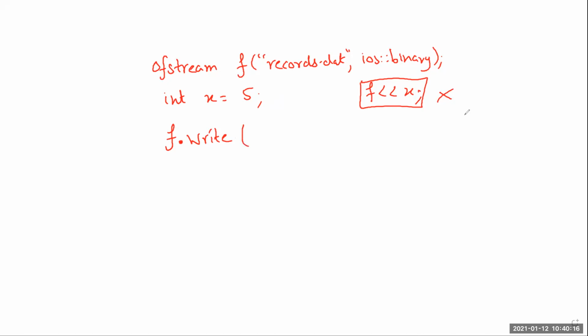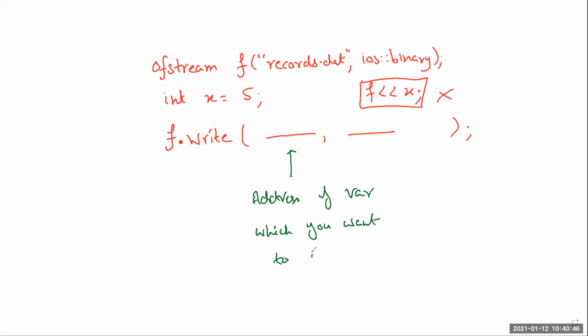Now this write function is slightly tricky, so I'll spend some time on it. Let me first tell you what the arguments of this write function are. There are two arguments of this function. And what are those arguments? The first argument is the address of the variable which you want to write, and the second argument is the number of bytes that you want to write.